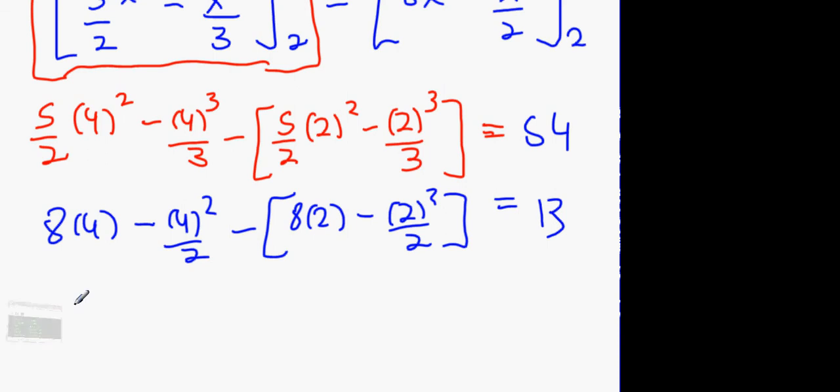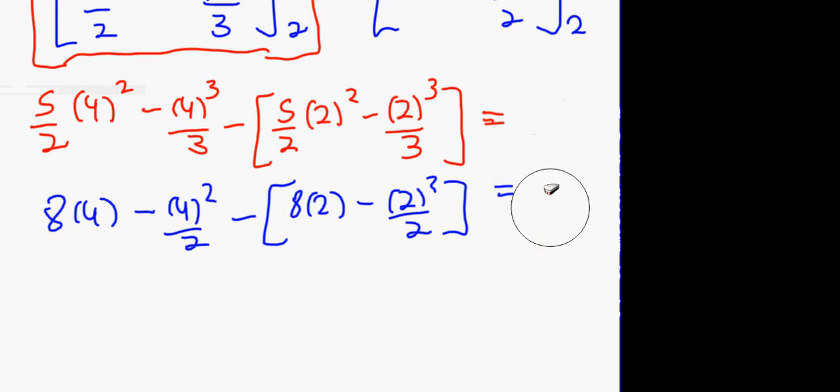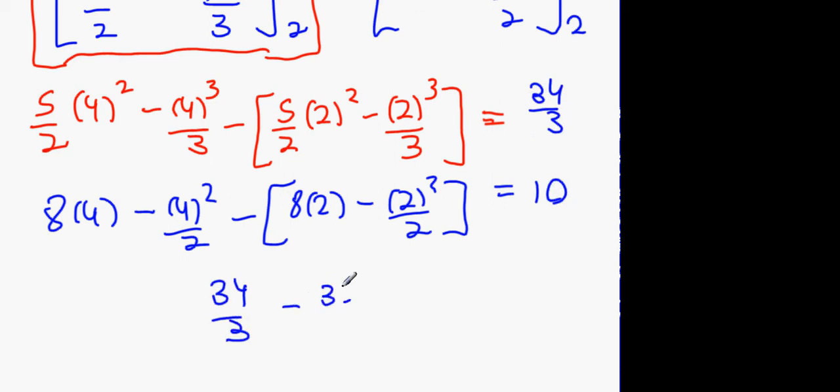First of all, well done to all the transition year students. The answer to the first part is 34 over 3. The answer to the second part is 10. 34 over 3 minus 10 is the same, 10 is the same thing as 30 over 3. The answer in the back and the answer we're getting is 4 over 3.